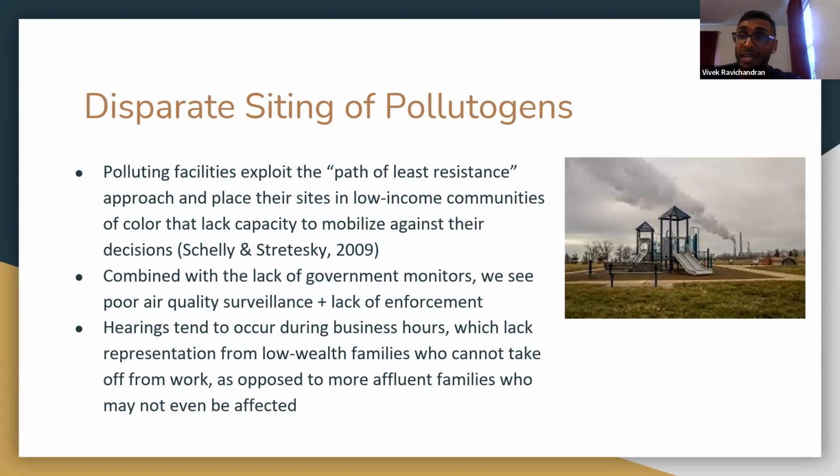But I do want to connect this to environmental justice and injustice. So pollutant facilities, we call these pollutogens, oftentimes exploit what's known in the EJ sphere as the path of least resistance. So they station their facilities in low-income, predominantly communities of color, because they assume that these communities lack the capacity to mobilize against these decisions.